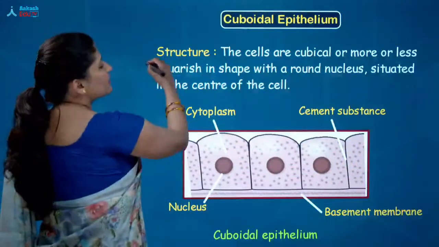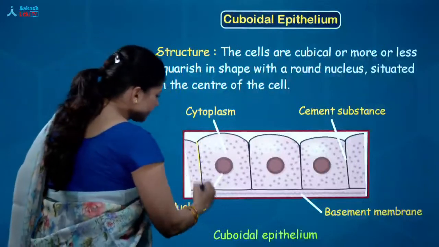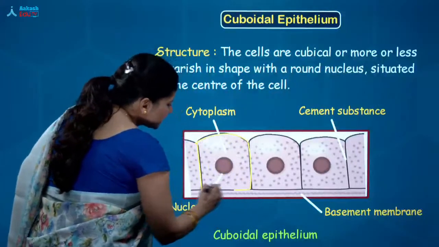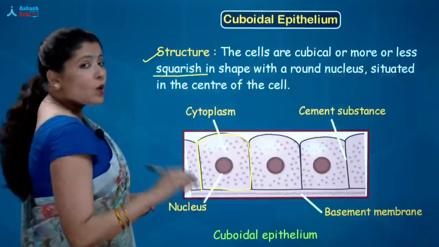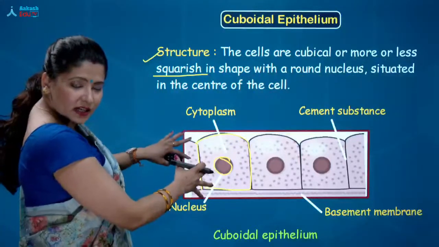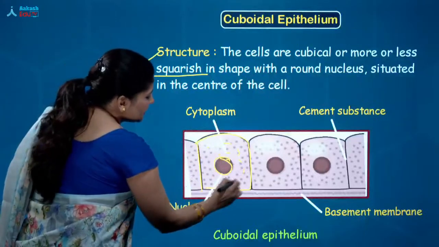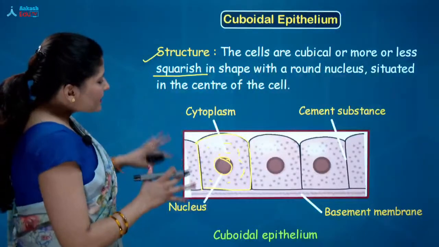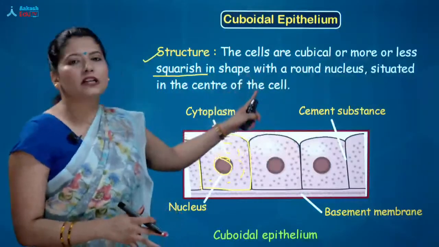Cuboidal epithelium के अगर मैं structure की बात करूँ तो cells more or less they are squarish in shape. So cells की shape कैसी होती है? Square, right? So they are squarish in shape with a round nucleus. Always remember this nucleus is centrally located. Nucleus कहाँ होगा? Central में located होगा. And there it is the cytoplasm. So this is the diagram. This is the picture showing the structure of cuboidal epithelium.